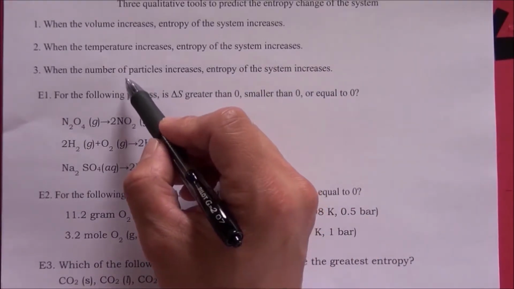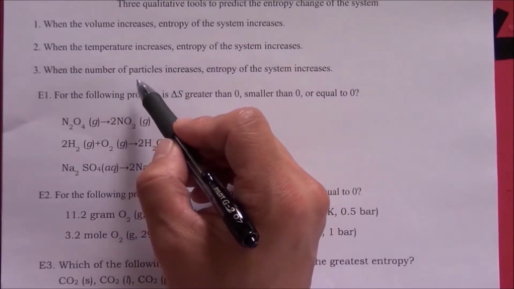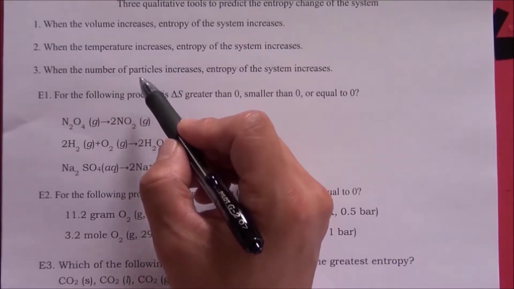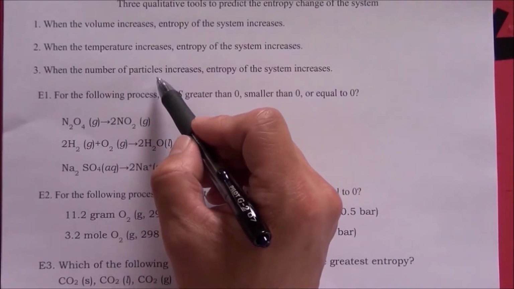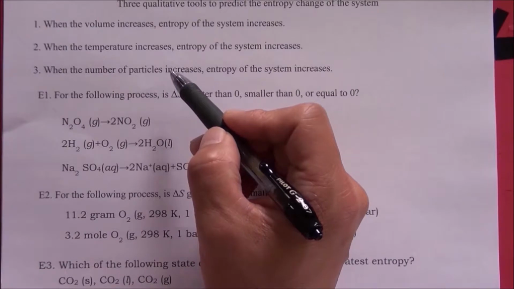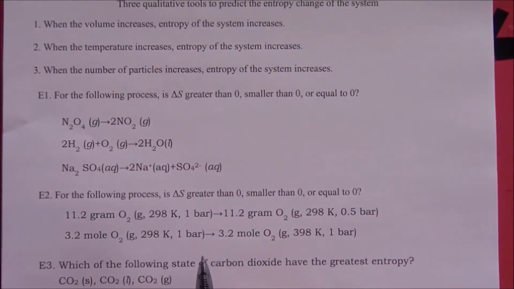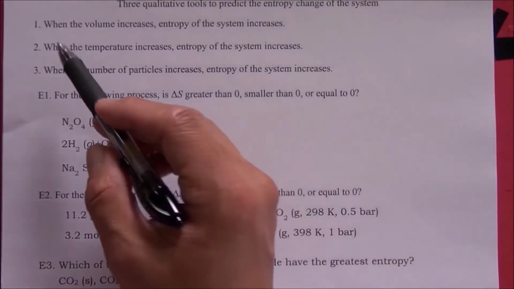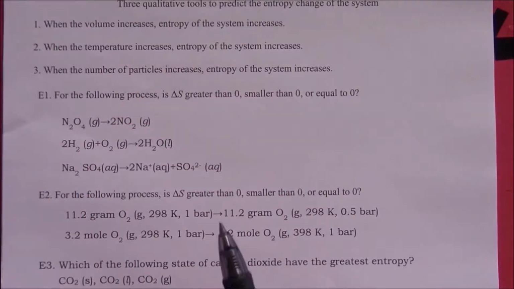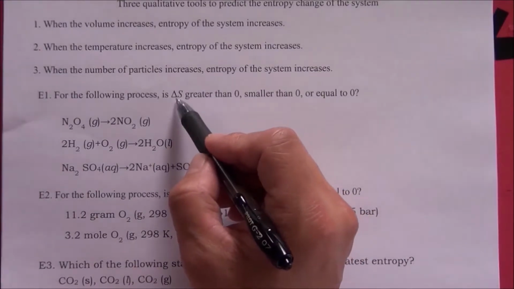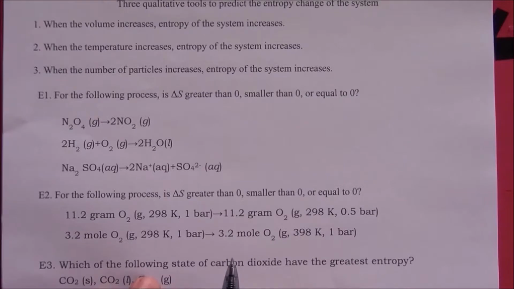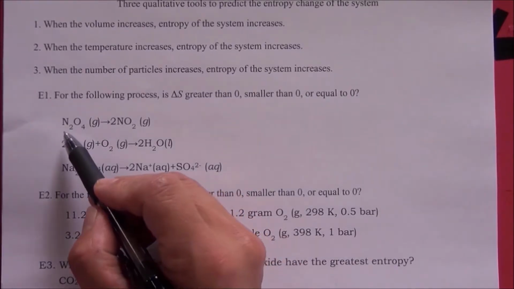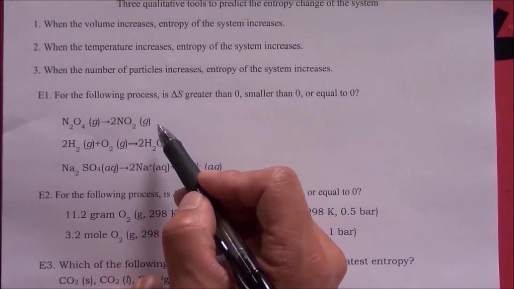When I say particles, I mean molecules, atoms, ions, electrons, protons, neutrons. Let's look at some examples to see how we apply these tools to tell whether the entropy change is greater than 0, smaller than 0, or equal to 0. This is our first example.